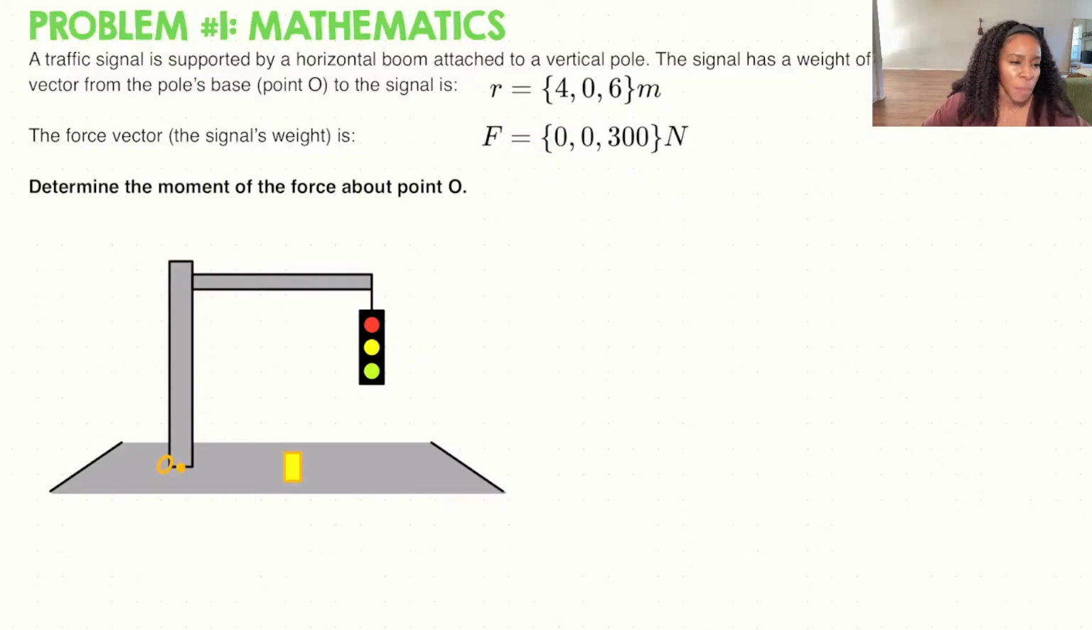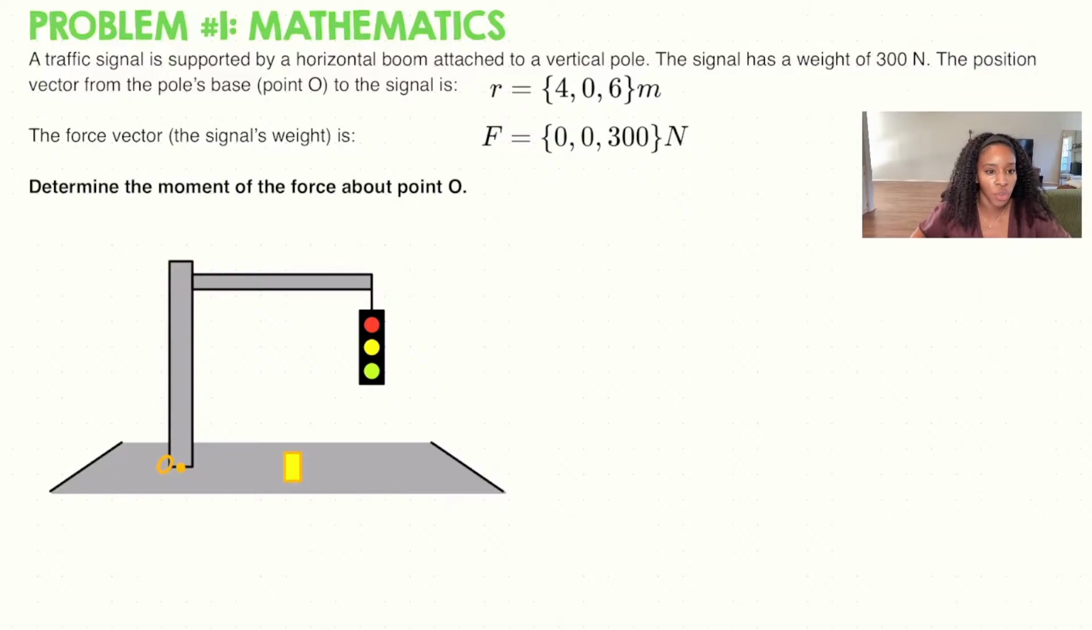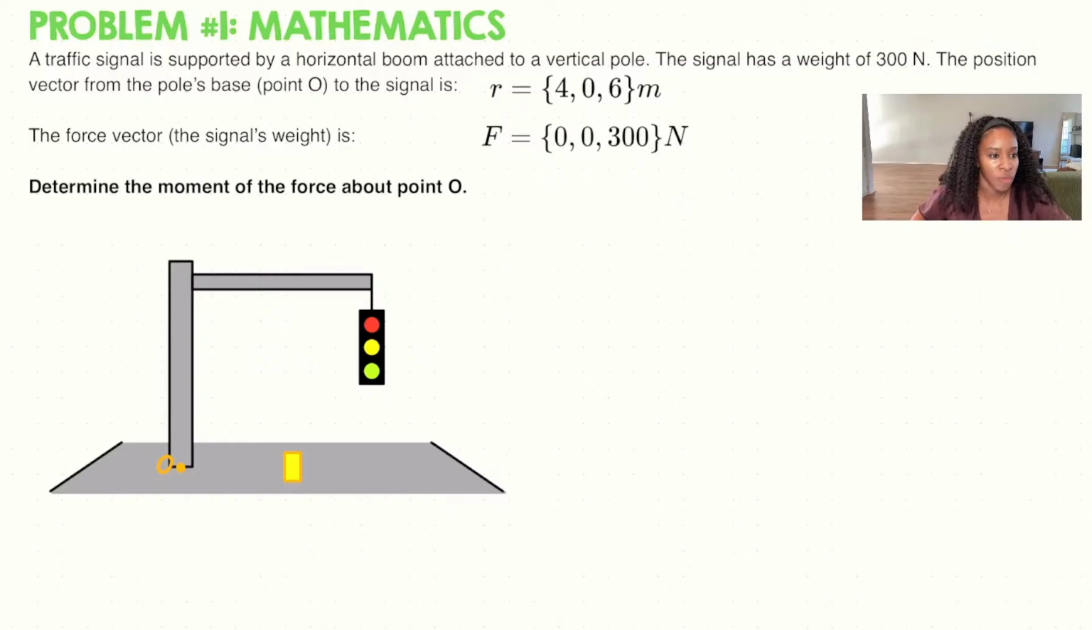So problem number 1 is a mathematics problem. It says a traffic signal is supported by a horizontal boom attached to a vertical pole. The signal has a weight of 300 newtons. The position vector from the pole's base point O to the signal is 4i + 6j. So that would look something like this.